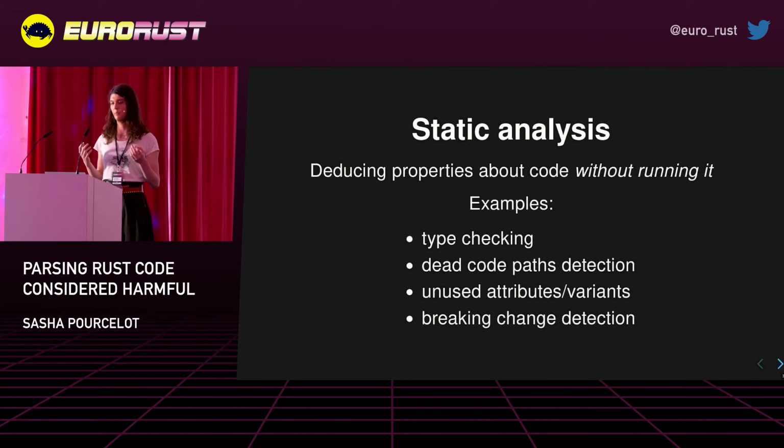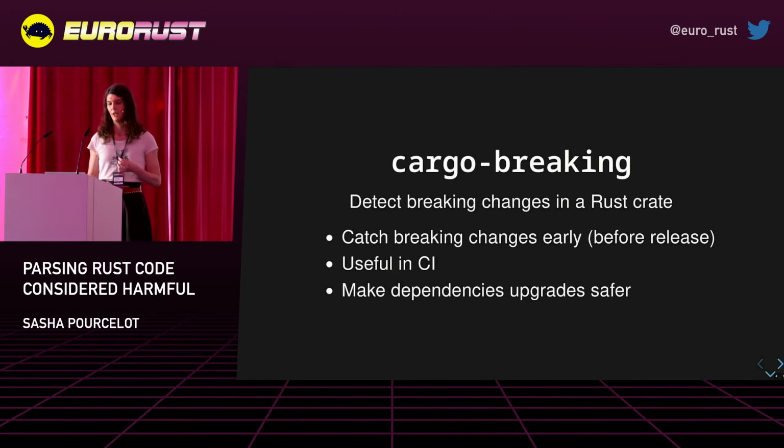You also have dead code path detection, which is a lint that is quite common in Rust. There are also basically every kind of lint, such as unused variables or attributes. And what I will talk about today is mostly breaking change detection. So basically, this whole talk will be about how I developed the project Cargo Breaking from last summer up to this summer. Cargo Breaking is a tool which aims to flag potential sources of breaking change in a Rust crate.